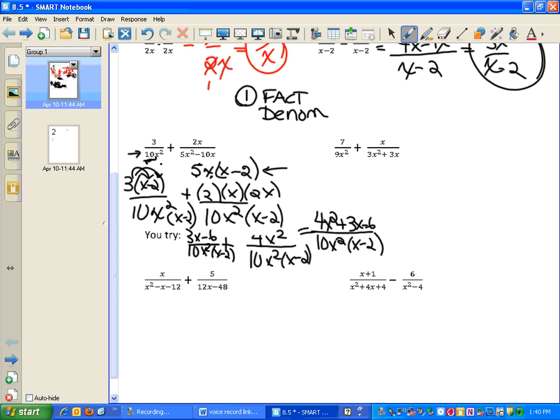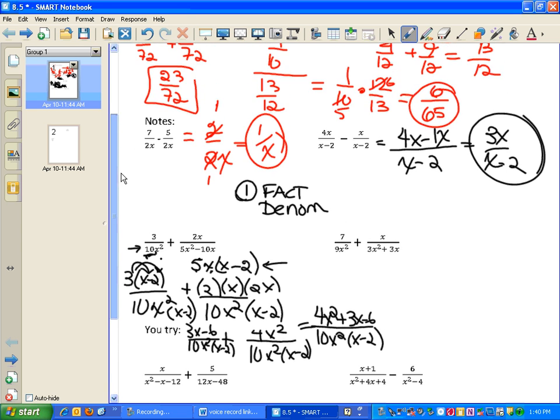Okay? So I have a 10 and x squared. I have a 5 and an x. That means I need a 2x in both the top and the bottom. I needed an x minus 2 in the bottom, so that means the top and the bottom over here are missing the x minus 2, so that's what I multiply by. I'm always going to go up, just like in this problem up here.